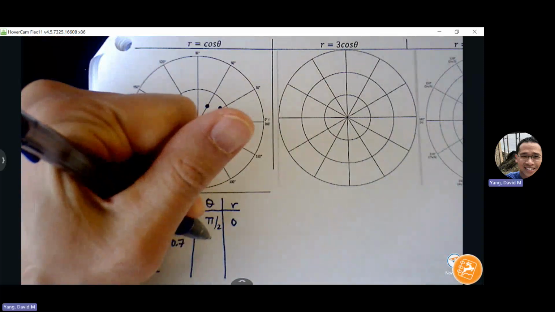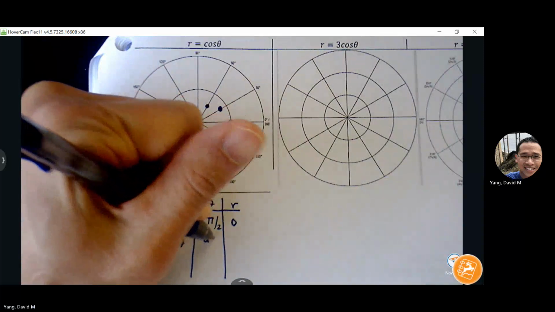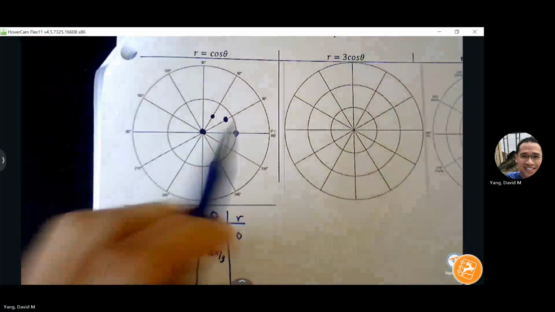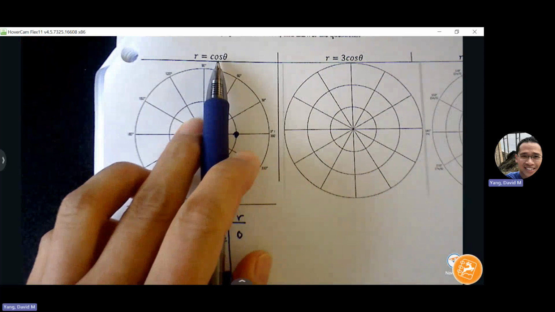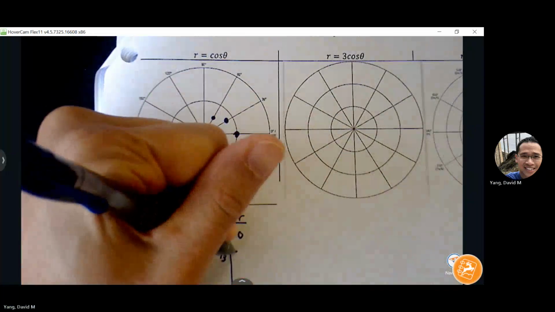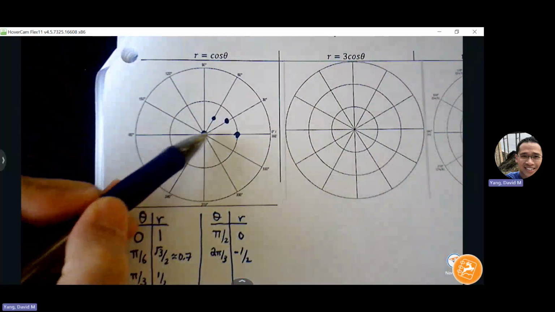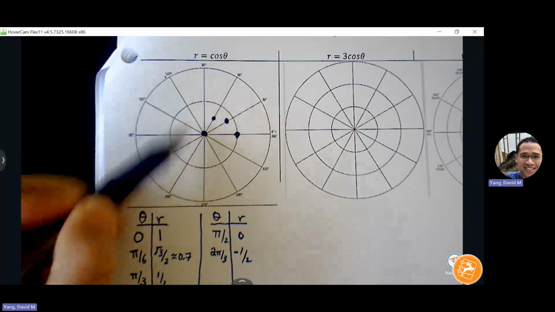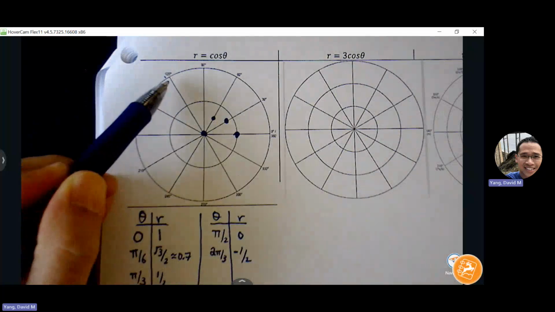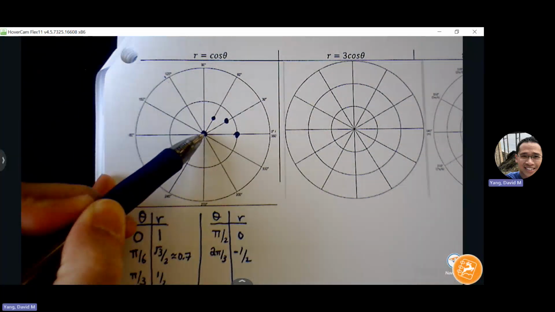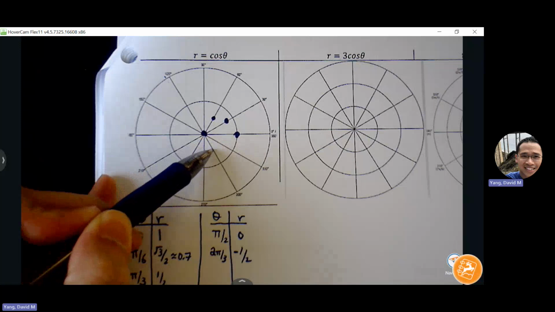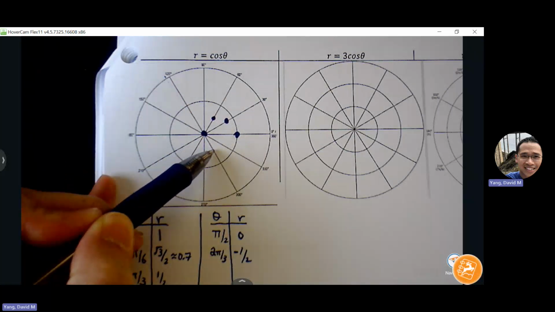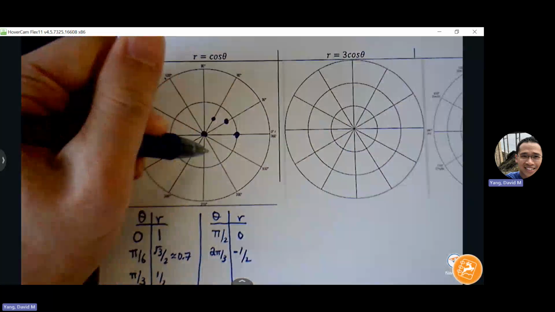Next up, let's try 2 pi over 3. Okay, cosine of 2 pi over 3 is negative 1/2. Now, 2 pi over 3 is over here, right? It's that 120-degree line. But that negative 1/2 tells us to go where? You have to go opposite, to the 4th quadrant. So we're going to go along this 2 pi over 3 line, but on the opposite side, half the distance out.